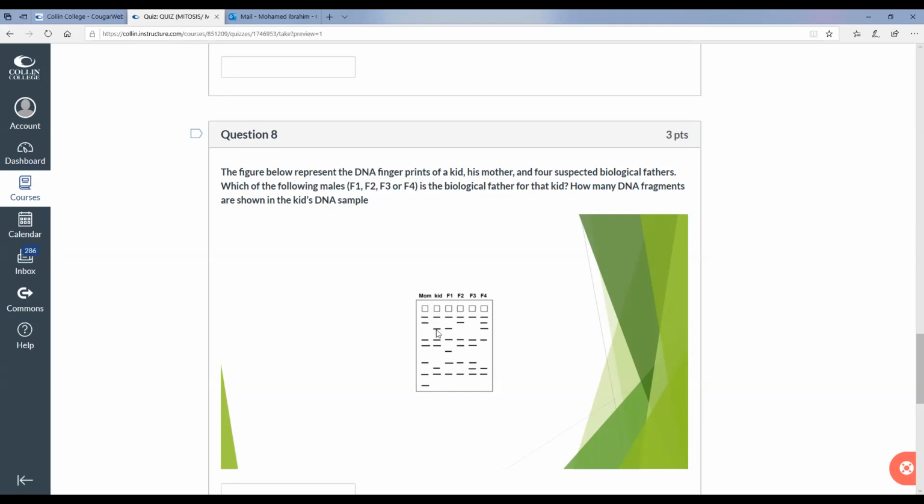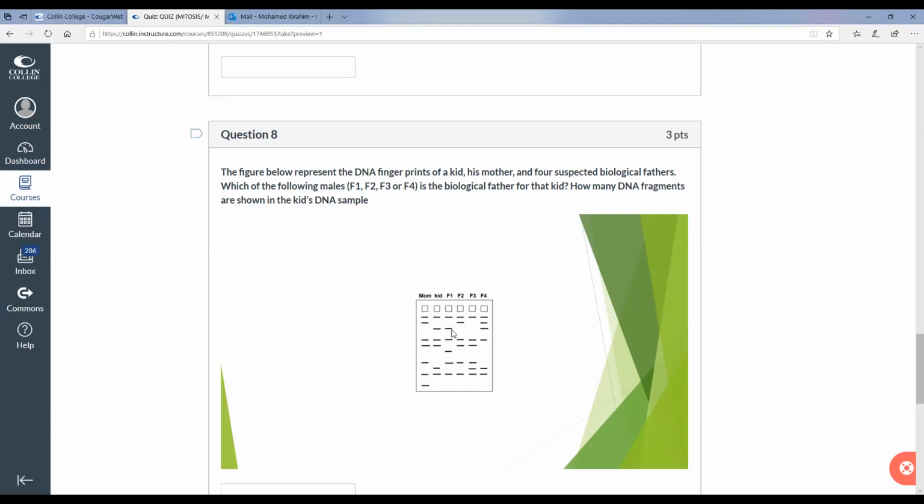Come to this DNA fragment. It is not coming from his mother because you can't see anything here. So it should come from his dad. Now, if you look at the picture, you can see two fathers here. F1 and F4 have a common DNA fragment with the kid.